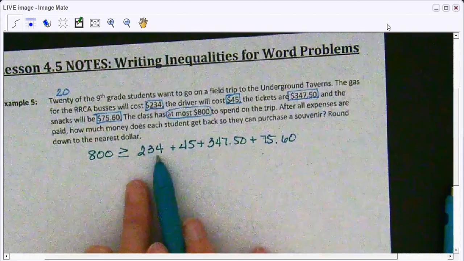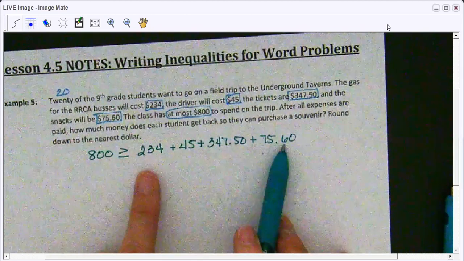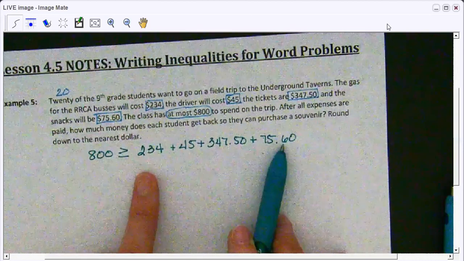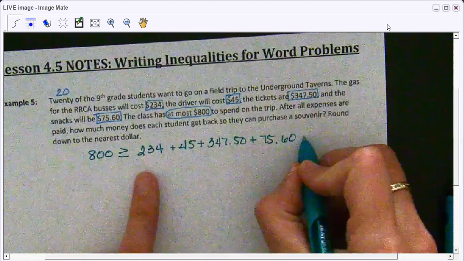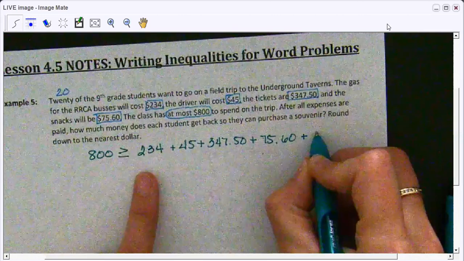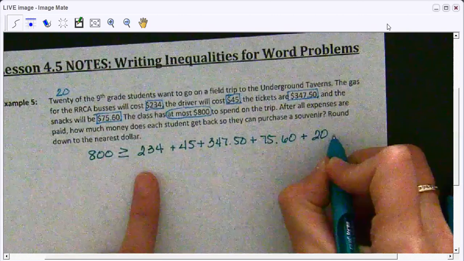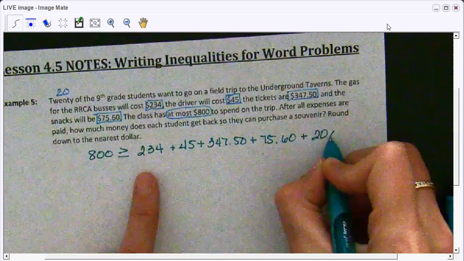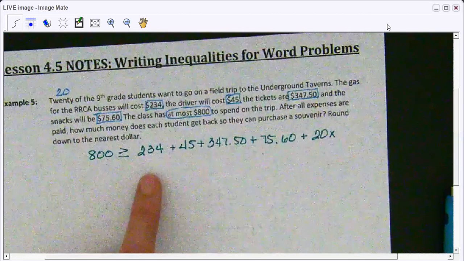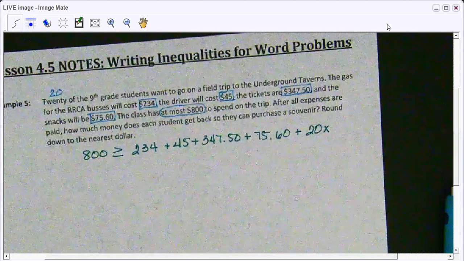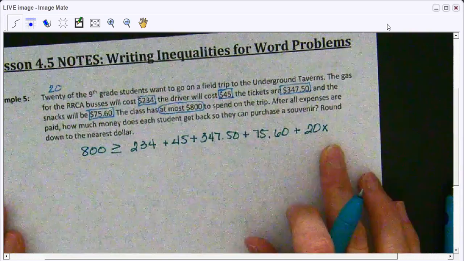Well, that means that we're figuring out how much each student has to pay for the trip. Oh. We would write it as, we're going to add in, because this is part of the budget, that each student gets some extra money for, or whatever's left over. So 20x. So this is how we would set it up. So now we're going to add all of this together.